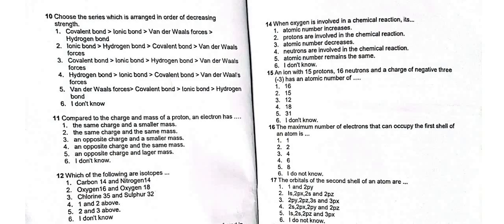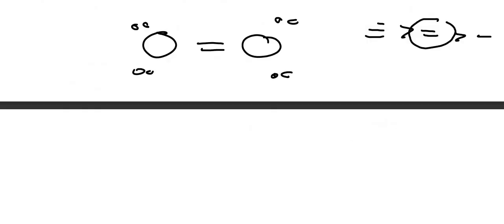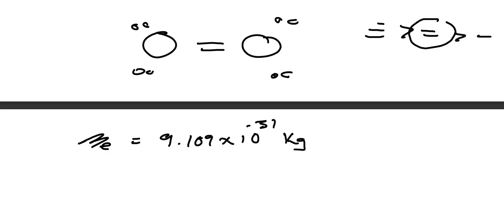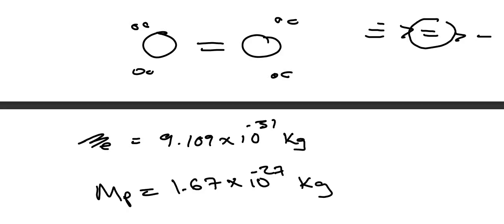Number 11, they're saying compared to the charge and mass of a proton, an electron has. So according to your chemistry, you know to say the mass of an electron under atomic structure is 9.109 times 10 to the power negative 31 kg. Then the mass of a proton is 1.67 times 10 to the power negative 27 kg. So you notice that the mass of a proton is more, the mass of an electron is less.